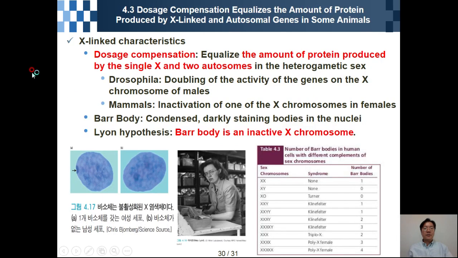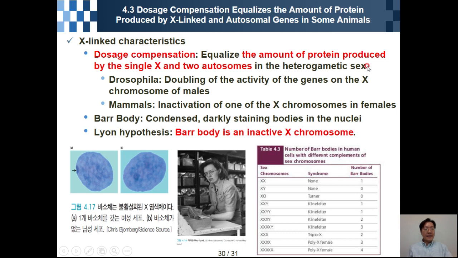Okay. In this slide, we will learn about dosage compensation. Dosage compensation is also an X-linked characteristic. Dosage compensation means equalizing the amount of protein produced by a single X and two autosomes in the heterogametic sex. For example, what is the heterogametic sex?